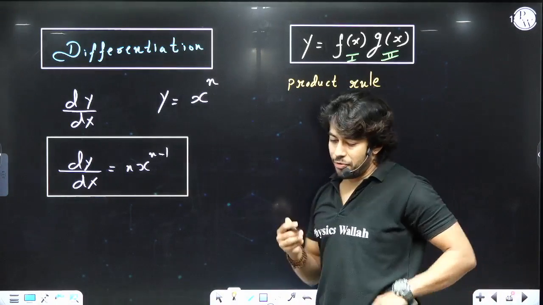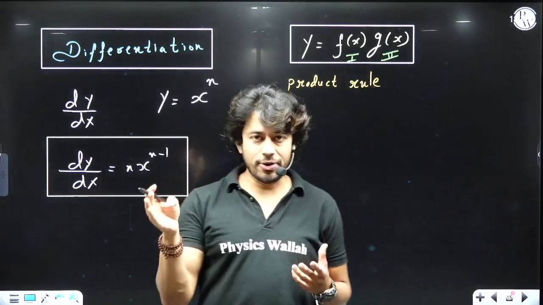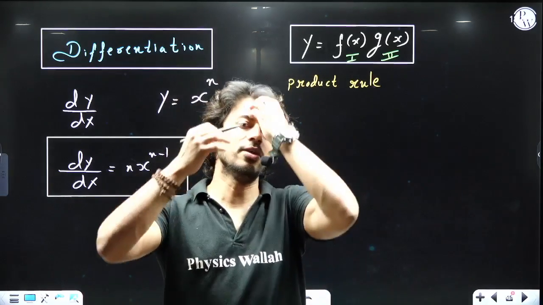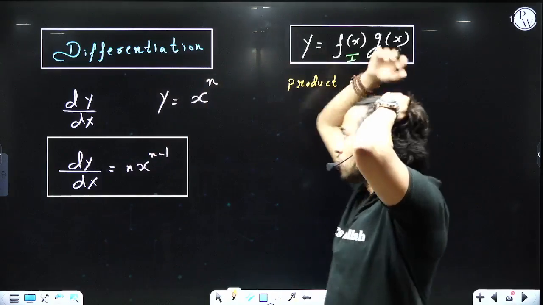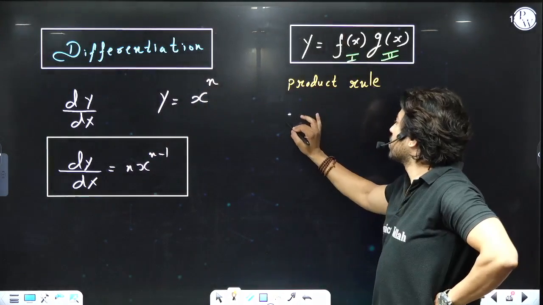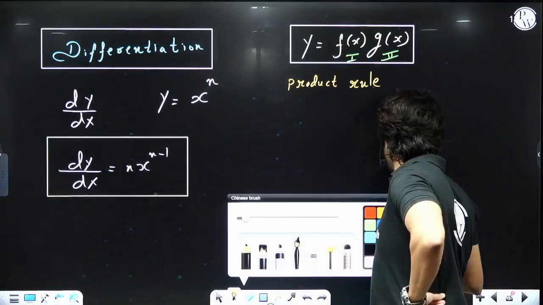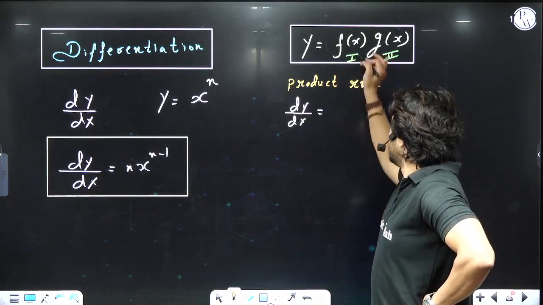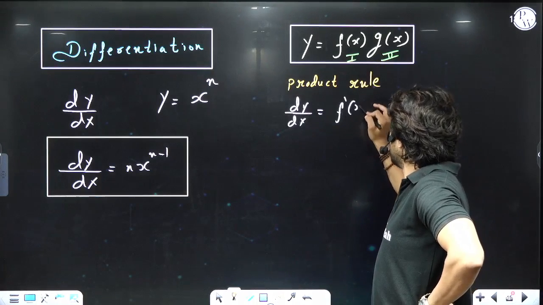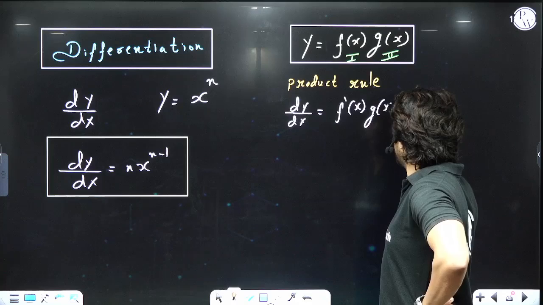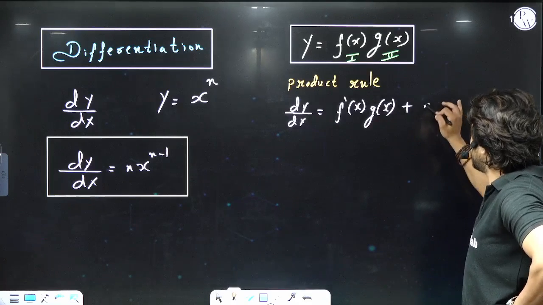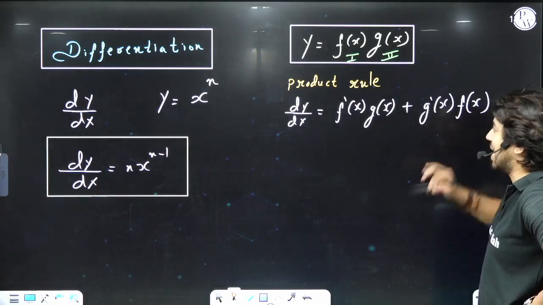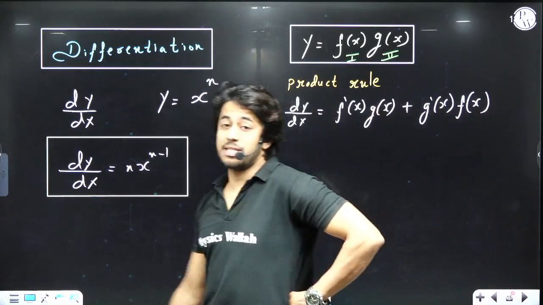Now what is the product rule? It simply says that if you have two functions in multiplication, differentiate one function, keep the other function as it is. Differentiate the other function, keep the first function as it is. You can find out dy by dx this way: differentiate the first function, keep the second as it is; differentiate the second function, keep the first as it is. This is what we call the product rule.